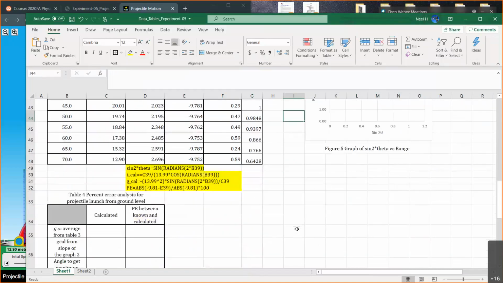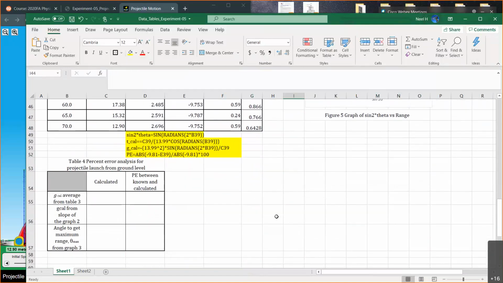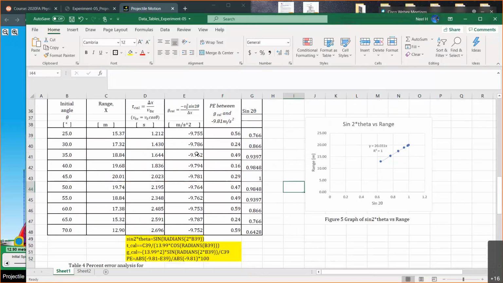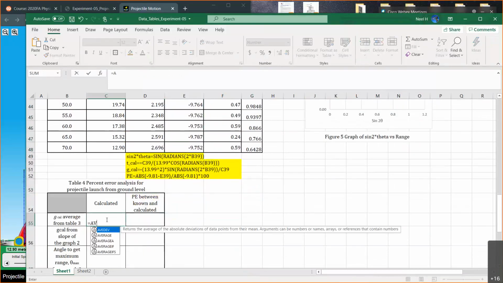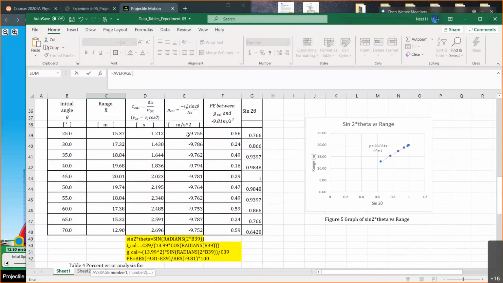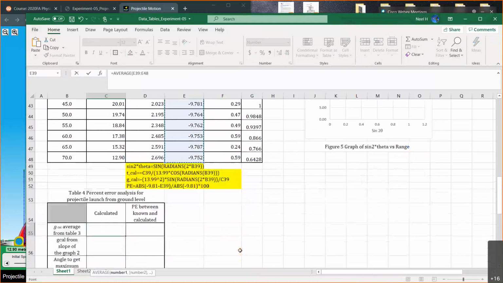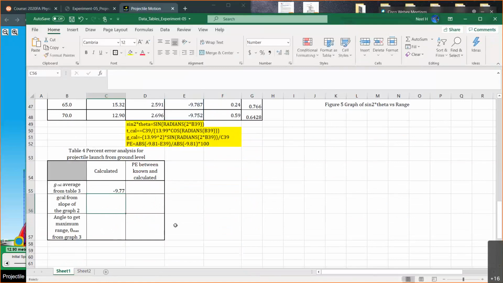All right, so let's calculate then table number four. Now we have everything with what we needed, but we need a couple of information there. G calculated average from the table three. So since we have many numbers calculated again and again for same parameter, you know the usual practice now. You have to get the average, right? So let's do the average here. Equal sign AVERAGE command. And then cell should be from E39 through E48, okay? Close brackets, that's the average command.